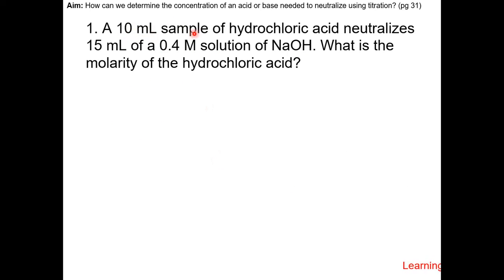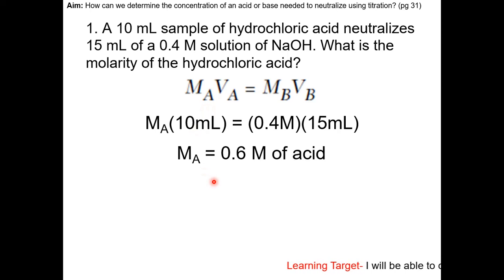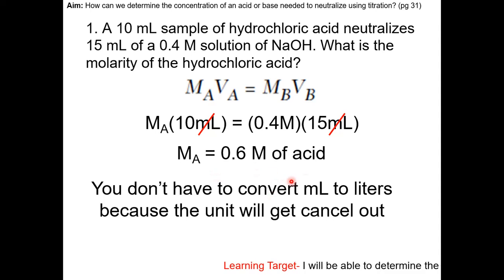A 10 milliliter sample of hydrochloric acid neutralizes 15 mLs of 0.4 molar solution of NaOH. What is the molarity of the hydrochloric acid? So you have to use the equation on table T on your reference table. In this question, we're solving for the molarity of hydrochloric acid, which is the variable Ma. We're given every other variable, so let's plug into the equation. Using our calculator, we got 0.6 molar of acid. You don't have to convert milliliters to liters because the unit will get canceled out in the equation.